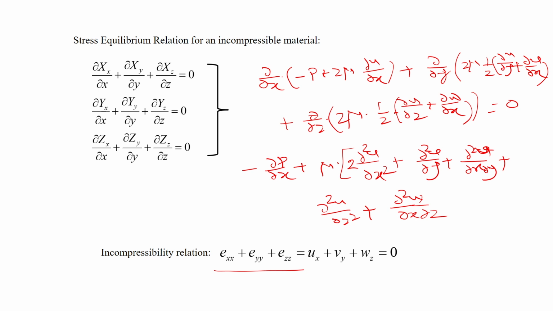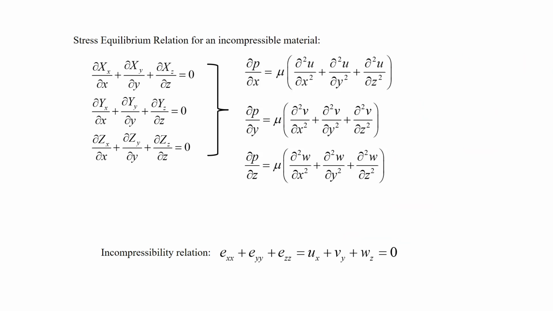We can actually use the incompressibility expression in that as well. Finally, if we use the expression del u by del x plus del v by del y plus del w by del z equals 0, we can make use of that over here, and by that we can show that it comes out to be del p by del x is equal to mu into del square u by del x square plus del square u by del y square plus del square u by del z square.